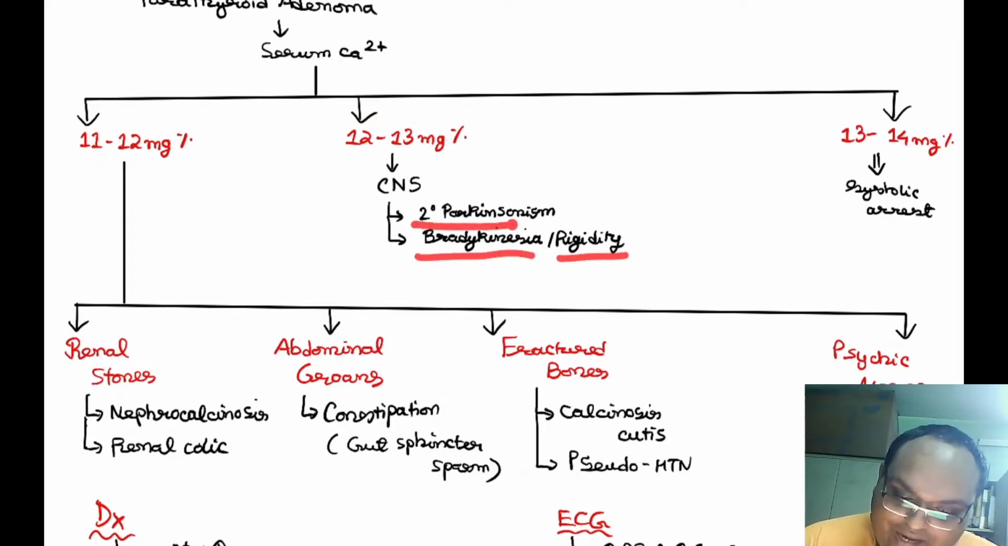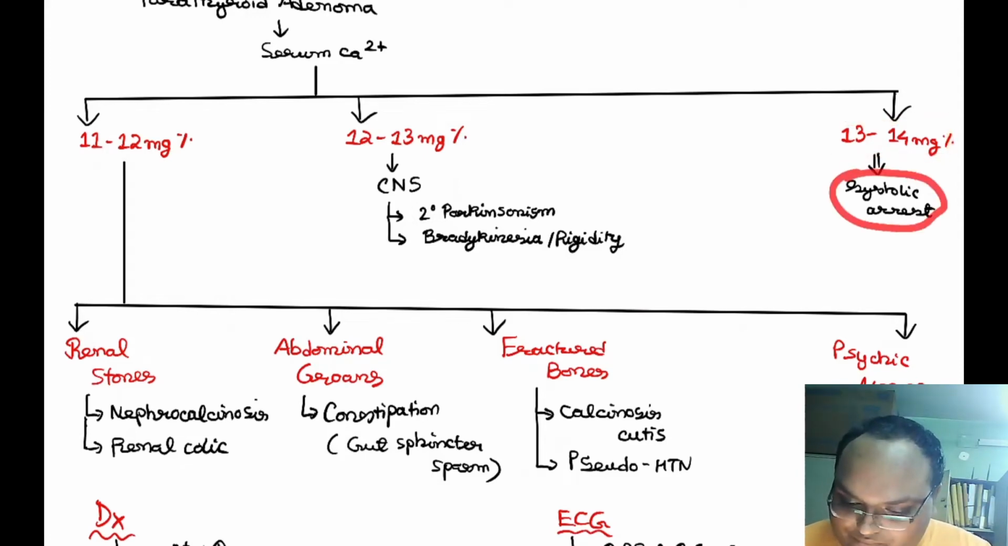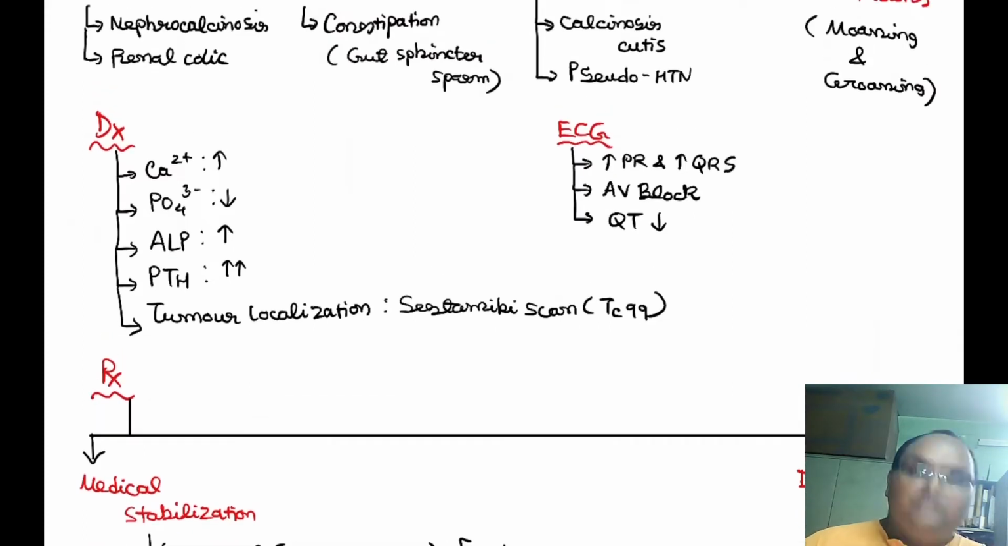Bradykinesia, rigidity, and sometimes secondary Parkinsonism can occur. What happens when the serum calcium is between 13 to 14 milligram percent? Yes, the person may die. How? Systolic arrest. Absolutely. Very good.